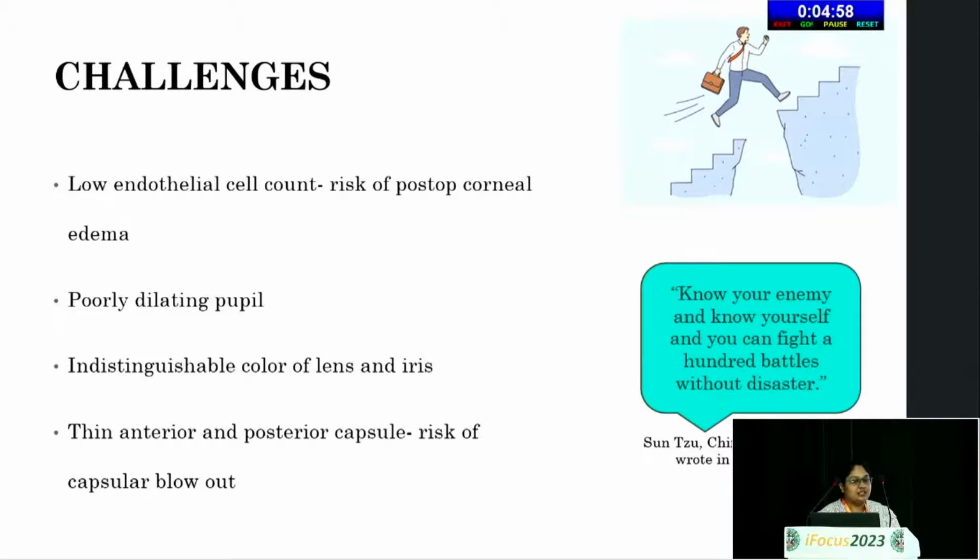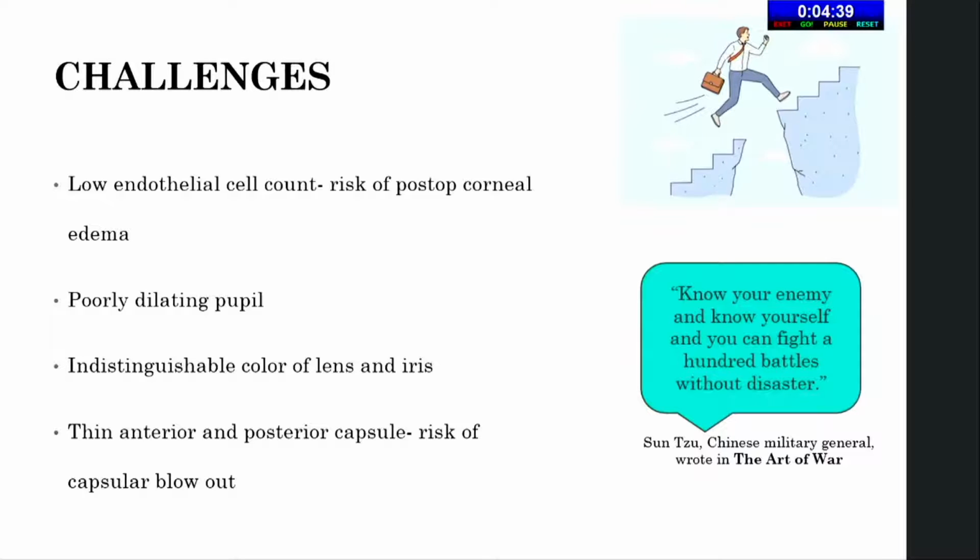So we do face many challenges, and as told by a Chinese military general in his book The Art of War, know your enemy and know yourself, and you can fight 100 battles without a disaster. So what are the challenges that we encountered with these hard cataracts? They have low endothelial cell counts, and hence the risk of post-op corneal edema, a small pupil, which we must anticipate before the surgery. The color of the lens and the iris, everything looks the same. The anterior capsule is so indistinguishable, and both the anterior and the posterior capsule are very thinned out, leading to many complications during the surgery.